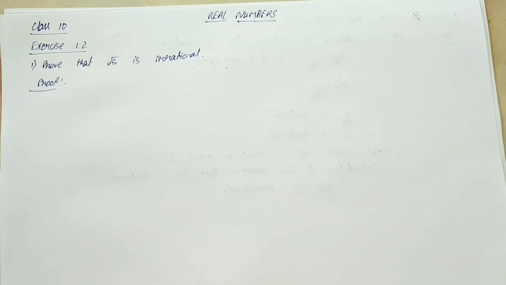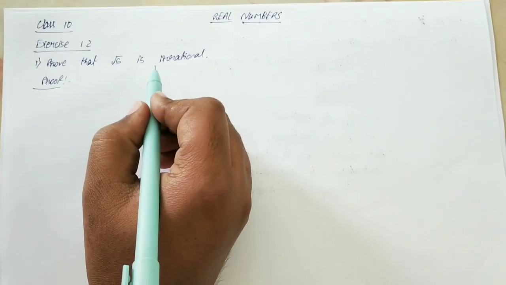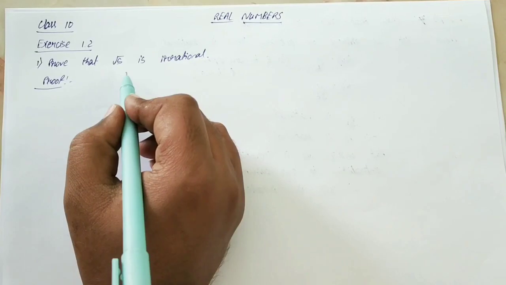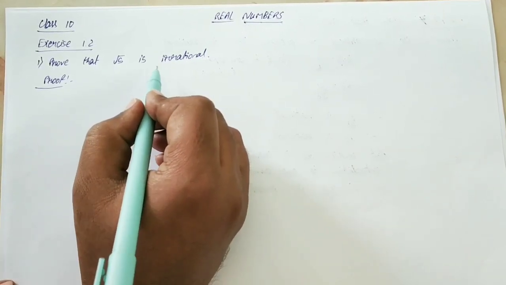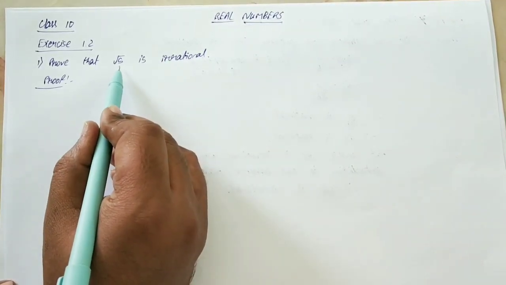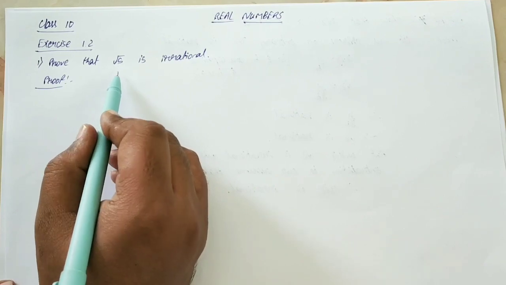So in today's class, we will solve exercise 1.2 of the first chapter, real numbers. In the first one, prove that root 5 is irrational. As usual, we first consider root 5 is rational, then we will prove it is irrational.